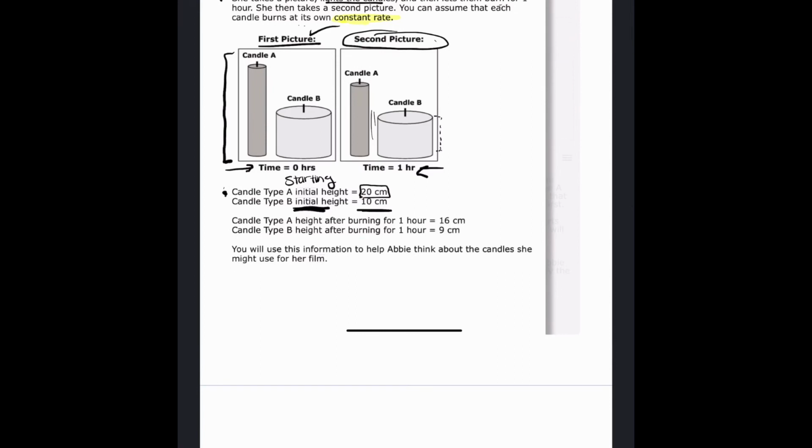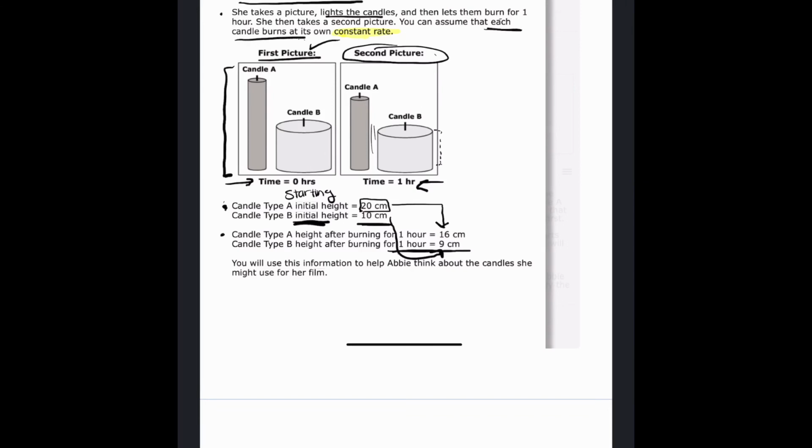Candle A height after burning for 1 hour equals 16 centimeters. So after 1 hour of being lit, candle A went from 20 centimeters to 16 centimeters. Candle B height after burning for 1 hour. So after that candle was lit and burning for an hour, candle B went from 10 centimeters to 9 centimeters. I wonder if this can help me figure out what constant rate means.